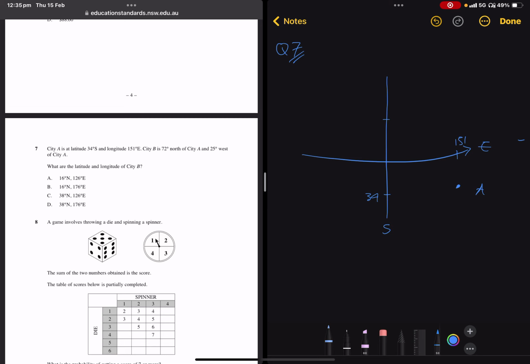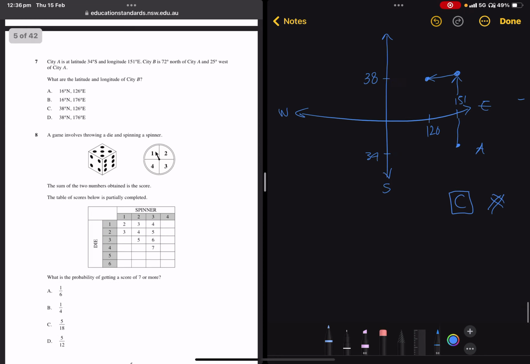Yep, 38. So then we've got to make our way up to 38 degrees north in order to move north by 72. And then we're told 25 degrees west. Well, this direction is west. So 25 degrees west will get us from 151 to 126 degrees east. So what are the latitude and longitude of City B? Well, it's going to be 38 degrees north and 126 degrees east. So this is going to be answer C. And you can do this with a diagram. You can also just do this by adding and subtracting the numbers. It doesn't really matter.